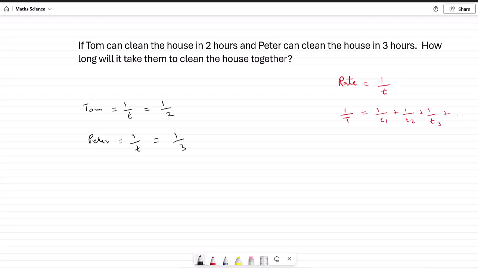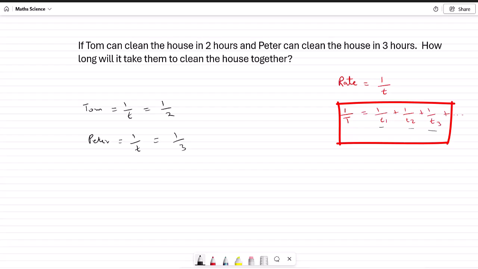Now, if they're both working together, we're going to use this formula where capital T is the total time taken for all of them. So if you have multiple people, you just do 1 divided by T equals 1 divided by t1, where t1 is the time taken for one person, plus 1 divided by t2, where t2 is the time taken for the second person, and if you have more people, you just keep adding to this equation. So the equation remains the same.